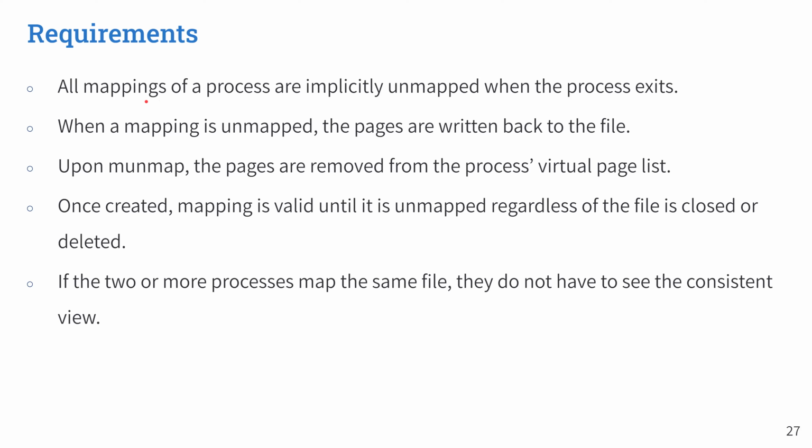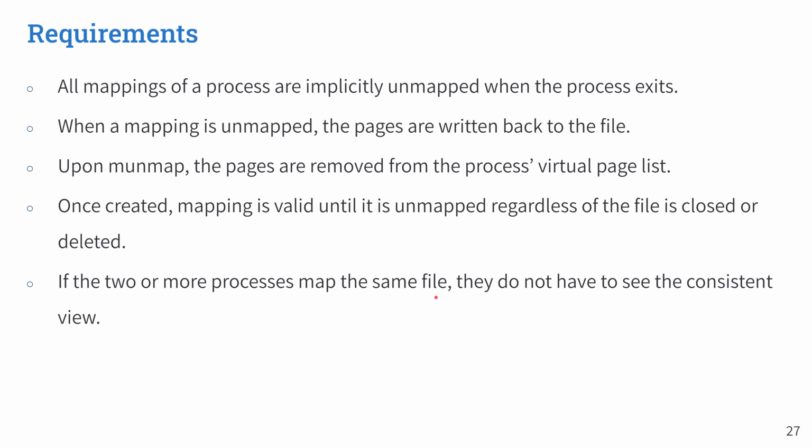All mappings of a process are implicitly unmapped when the process exits. And when a mapping is unmapped, the pages are written back to the file, not the swap space. And upon unmapping, the pages are removed from the process's virtual page list. Once created, a mapping is valid until it is unmapped, regardless of whether the file is closed or deleted. So when you map the file using mmap and then delete the file, the mapping is still valid.